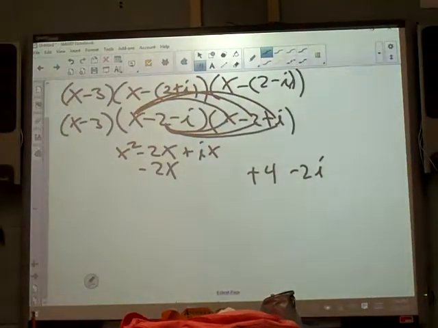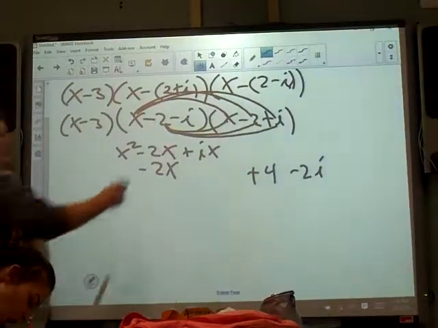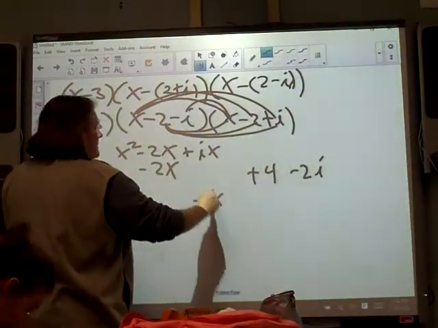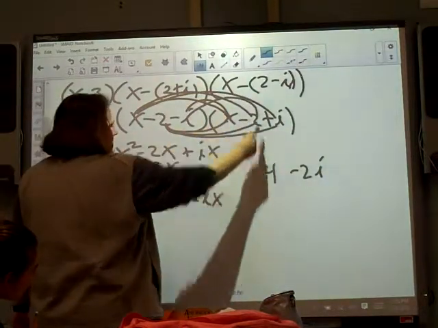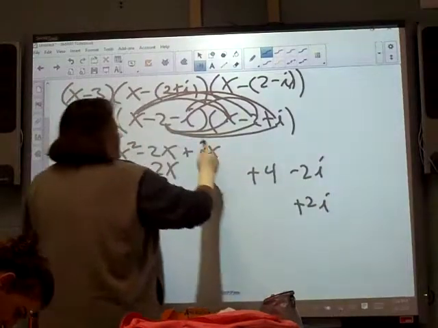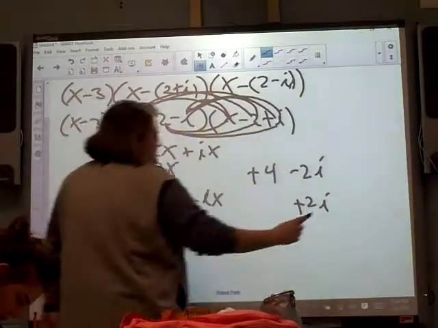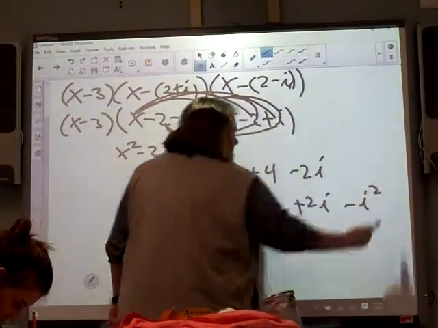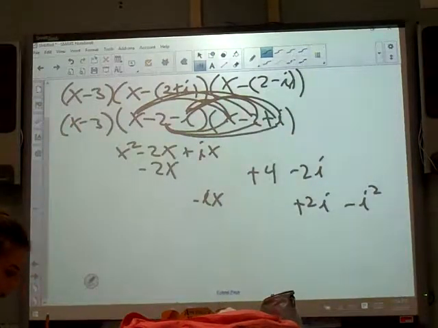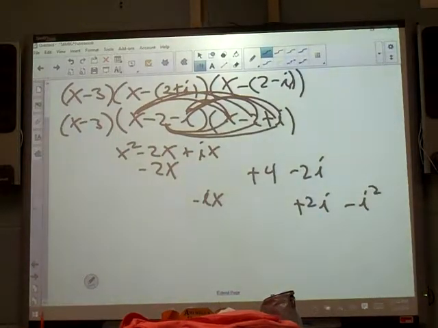Okay? Now I'm ready for that last piece, that negative i. So here I got a negative i times x. It had a like term. Negative i times negative 2. It had a like term. And negative i times i. Alright, so it looks like just random pieces floating in space there, but those are columned with like terms.